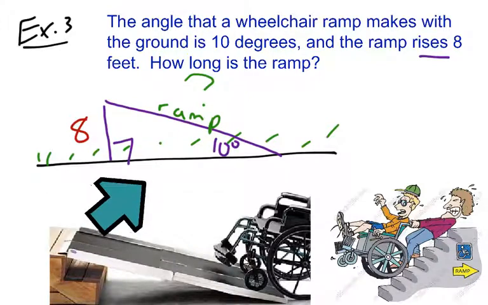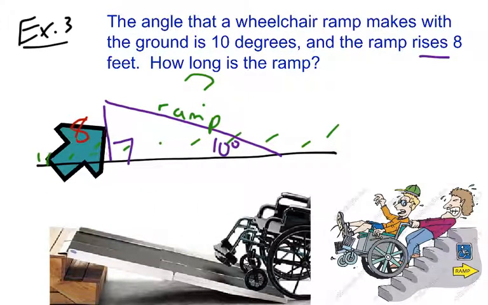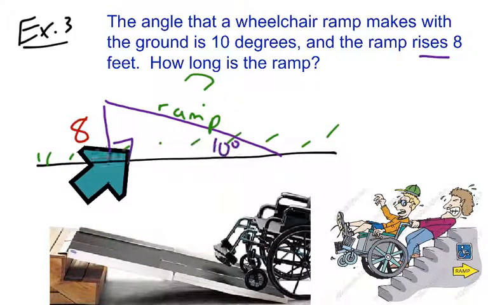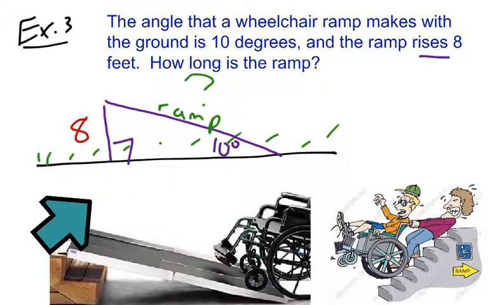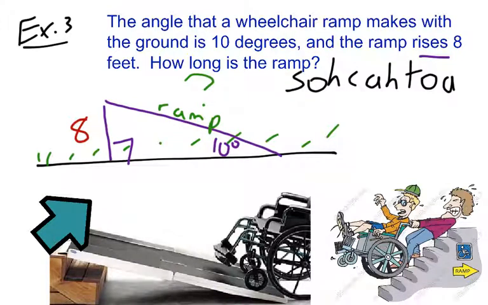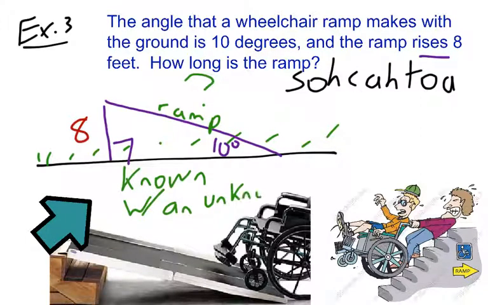Alright, here we go. So what do I have here? I know 10 degrees and I know 8. So which one of my ratios, and I'm going to write out SOHCAHTOA. Which one of these ratios is going to give me a known measurement with an unknown? And that's the key. It's a known with an unknown. And not all of these are going to work.